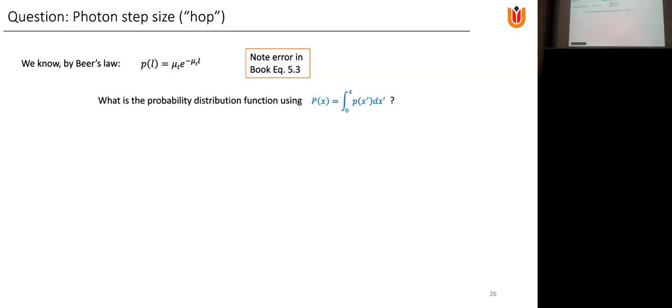So we can now finally continue to derive the expression for the photon step size, because we now know that the probability density function of a step size before either an absorption or a scattering event occurs is given by this exponential form with mu(t) there.